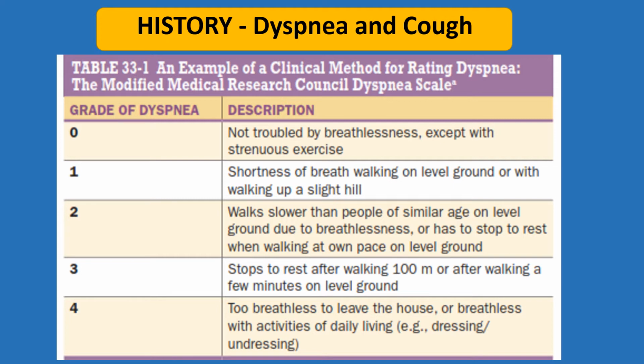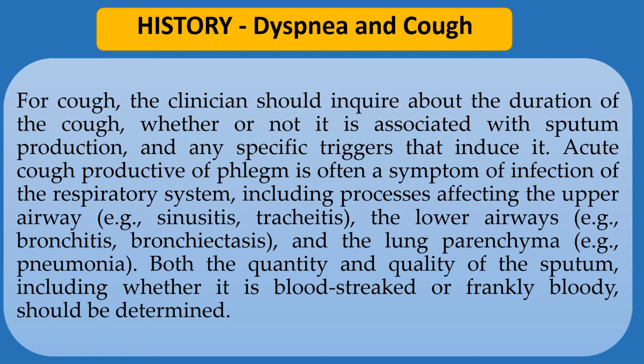Here you see the Modified Medical Research Council dyspnea scale. On the left side, we have grades of dyspnea from 0 to 4. Grade 0 is not troubled by breathlessness except with strenuous exercise, and the maximum, grade 4, is when too breathless to leave the house or breathless with activities of daily living, for example, dressing or undressing.